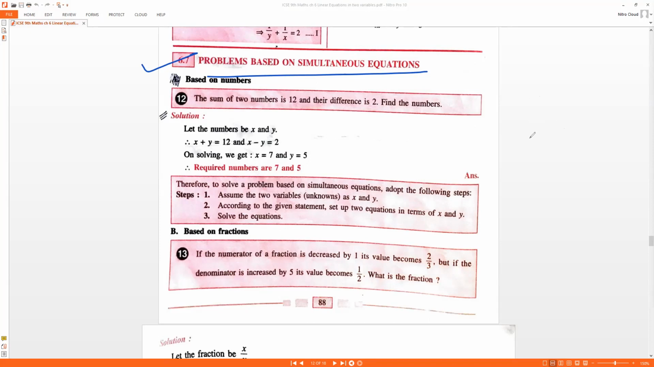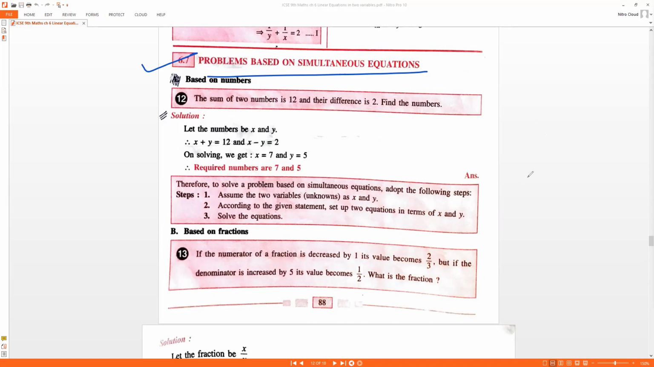Now the question arises, what should be assumed as x and y, or what should be assumed as p and q? Okay, that will be the question. The answer to this question is very easy, okay? You have to read the problem carefully, at least twice, and then you will come to know what you need to find out. What is the unknown there? Those unknowns will be x and y.